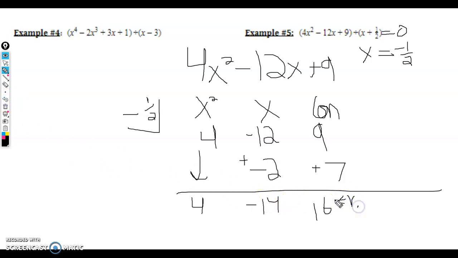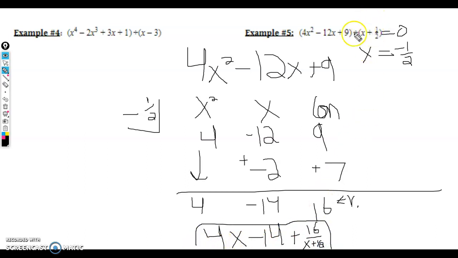What I do with this is, this 4 was an x squared, it now becomes an x. Our 14 was an x, and now it's a constant, and then our remainder just gets added and becomes divided by our original factor or polynomial we're dividing by. Just pause this if you have any questions. I'm going on to the next example.